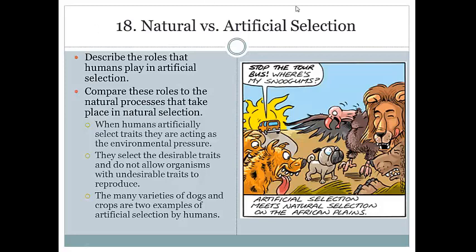So in our little picture here, whenever humans select the traits, it may not be the traits that are best for the environment, it just might be traits that we like. So if we're looking for a small, cute little dog, obviously that probably would not be best suited for nature.